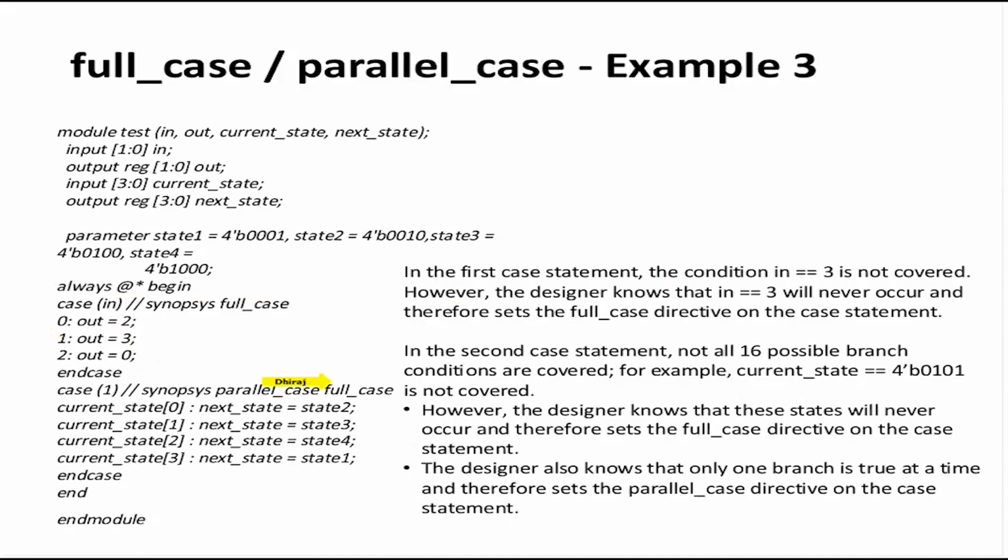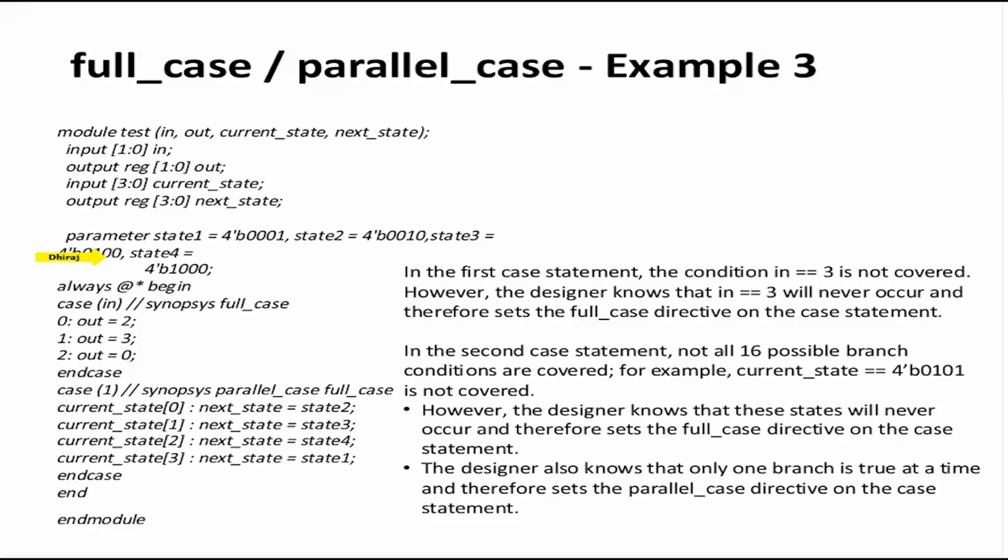Both parallel case and full case are used here, which is again kind of a one-hot encoding. Current state is a 4-bit signal. It has 16 states, only 4 states are coded here. So only 4 states are coded here and this is one-hot coding. So the designer knows here that only one bit will be one at a time, and all other cases are invalid. They will not even come.